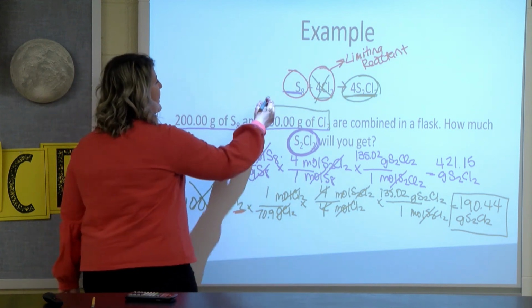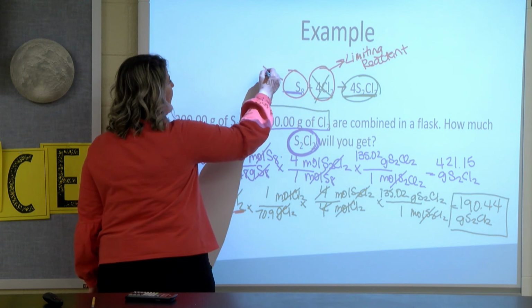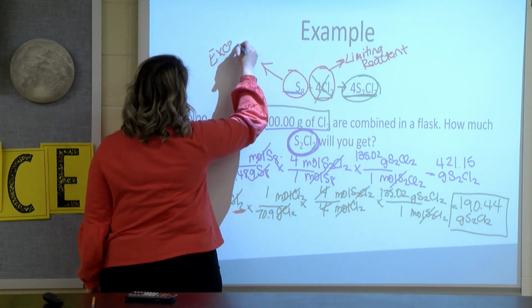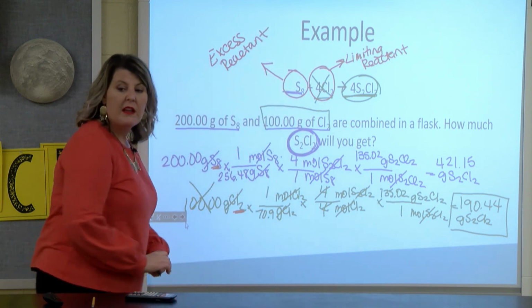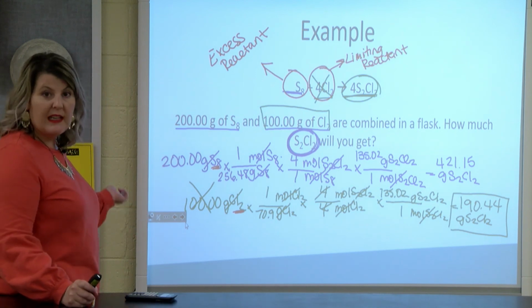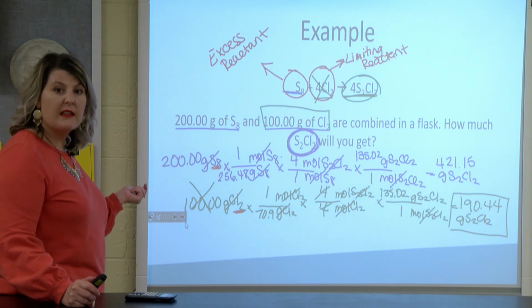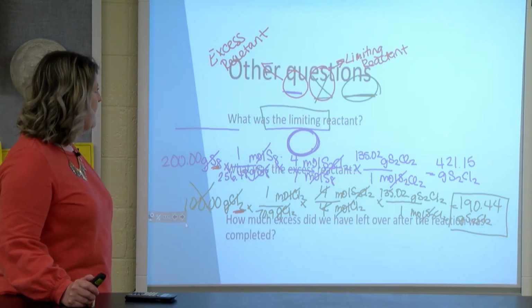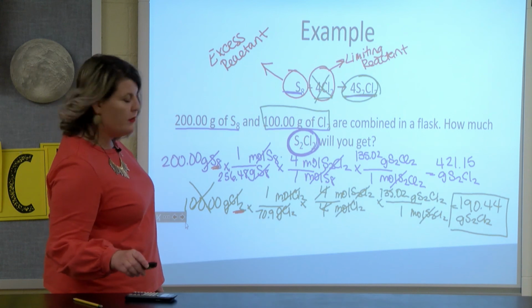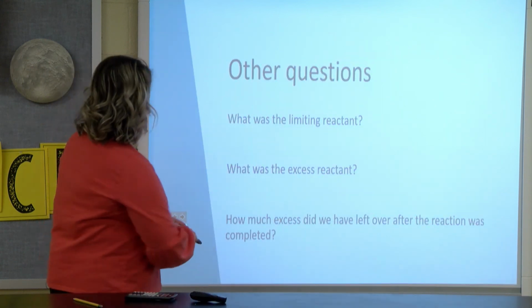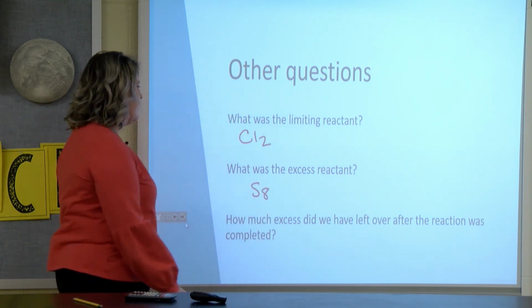Now, the other question is, what is the excess reactant? What's your other reactant? It's the reactant that you still had plenty of. So your S8 is your excess reactant. Okay? So the limiting reactant is going to be the reactant that gives you the smaller amount of product, and the excess reactant is going to be the reactant that gives you the larger amount of product. So we just answered this. The limiting reactant, let me go back, was Cl2. The excess reactant was S8.